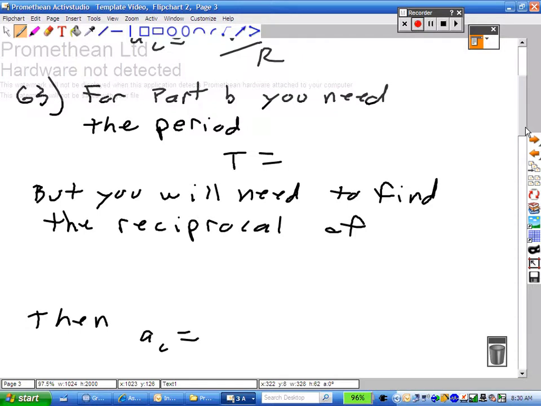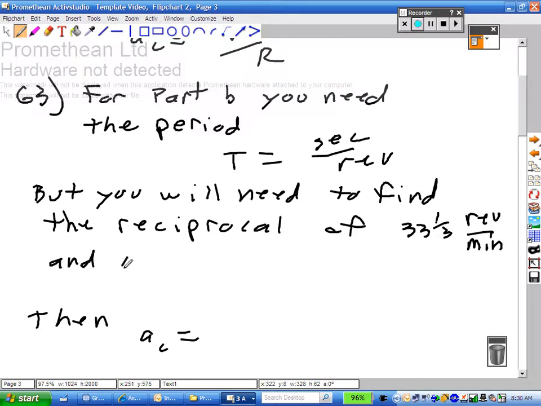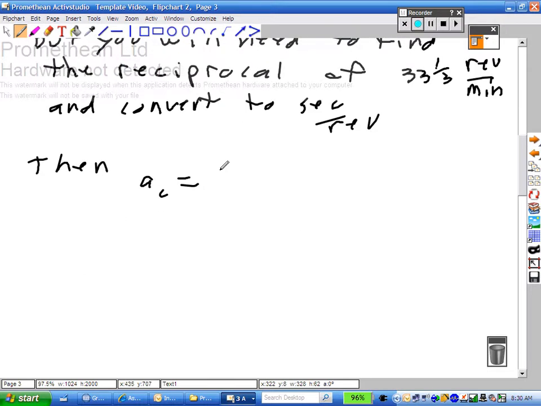For instance, in part B, you need to find the period. The period, capital T, should be in seconds per revolution. Well, there's a slight problem. They give you 33 1/3 RPM, which means revs per minute. So you'll have to find the reciprocal of 33 1/3 revs per minute. Once you find the reciprocal, then convert to seconds per revolution. Well, after you finish that, then the formula that fits so perfectly is a sub c equals 4 pi squared r over T squared. And that would be quite useful to finish the solution. That should help.